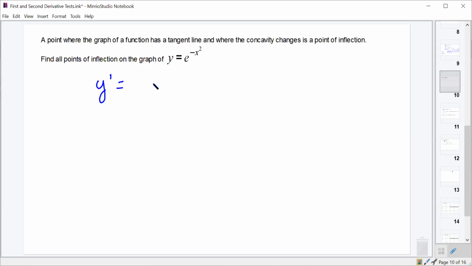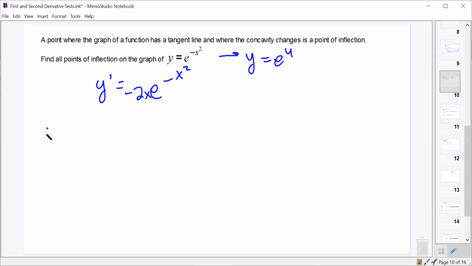Let's just do this. This is just y equals e to the u, so e to the negative x squared times negative 2x. Everybody good with that? That's just our rule for exponential functions: the derivative of e to the u is e to the u times du. So e to the negative x squared times negative 2x.